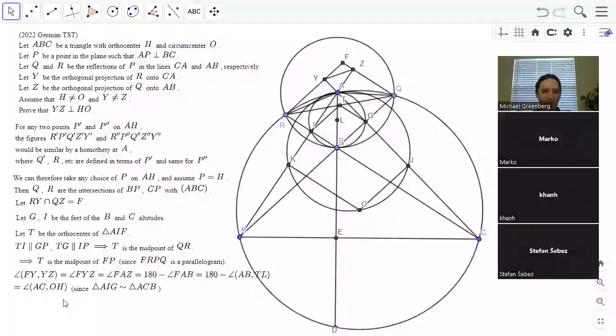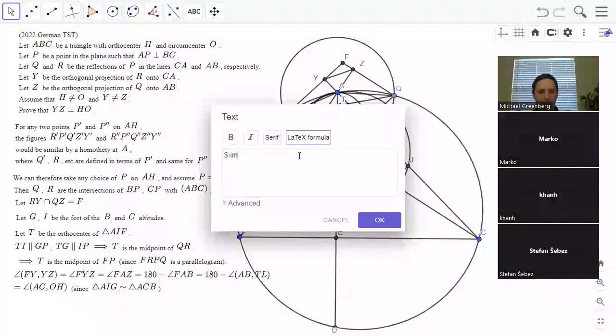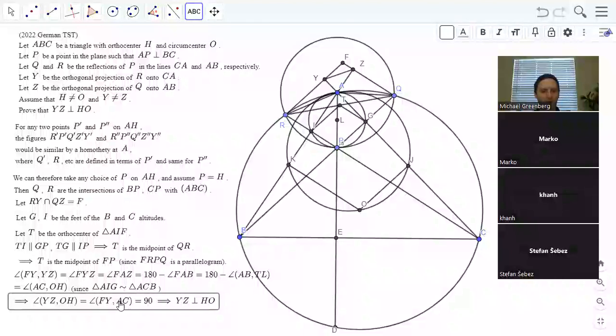So this implies that the angle between YZ and OH is equal to the angle between FY and AC, which is 90. And that means that YZ is perpendicular to HO. Yeah, thanks for joining. So yeah, this was our first problem, and it had a really fantastic solution.